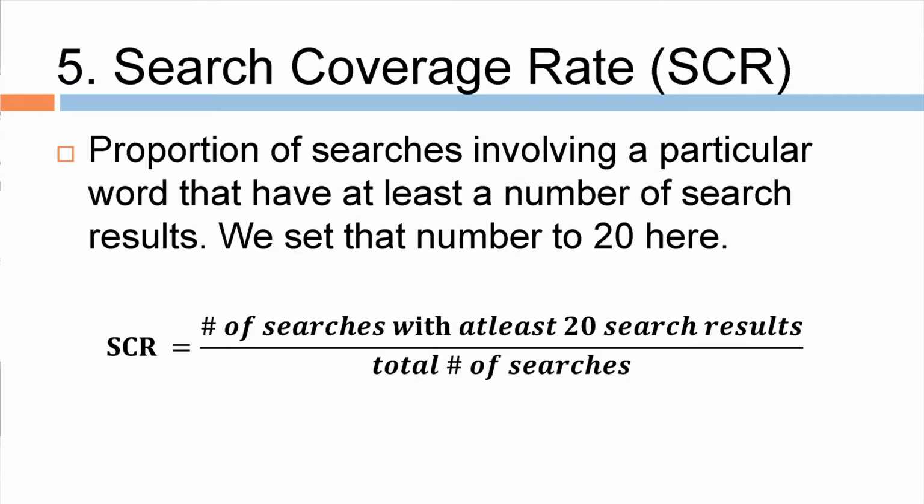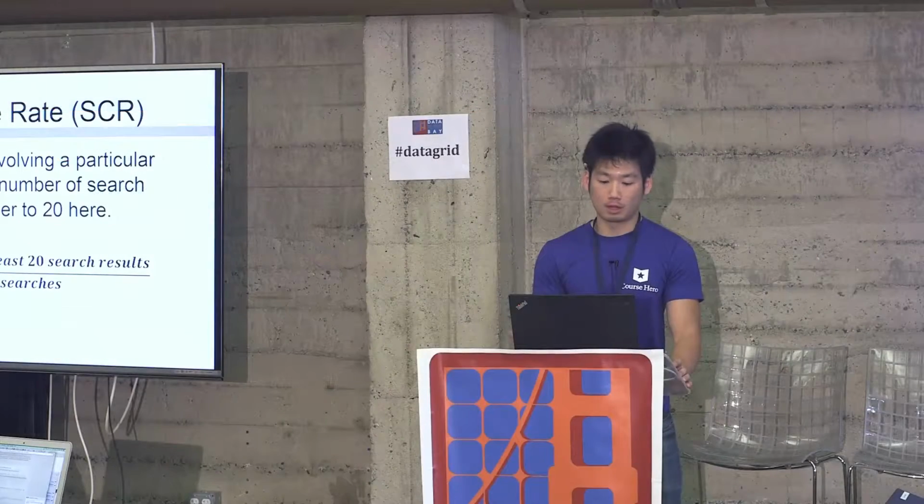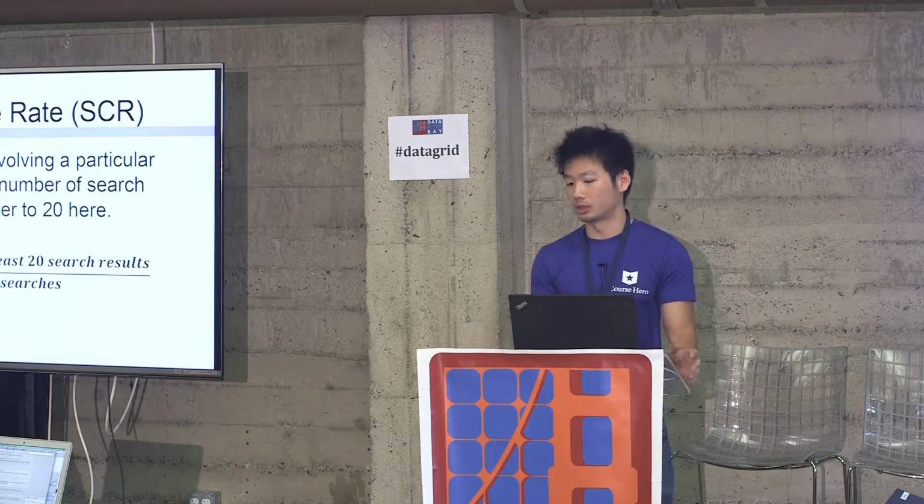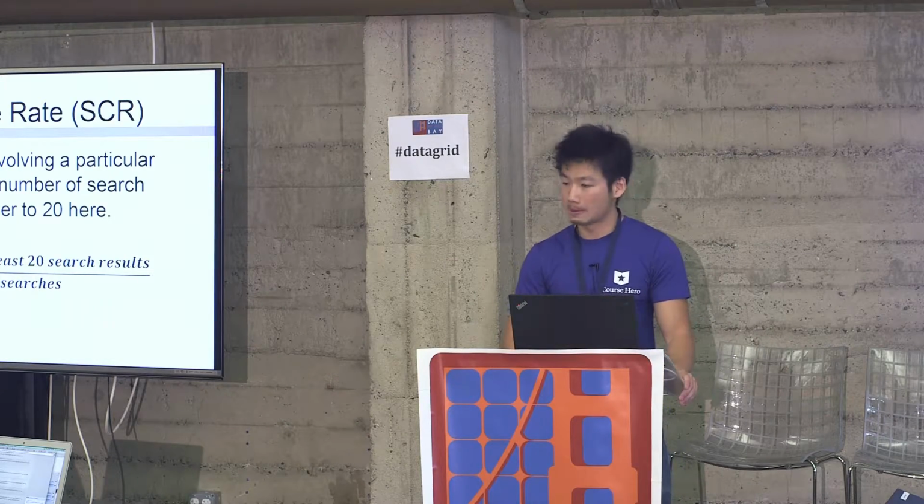The fifth one is the search coverage rate, and this is a supply type of metric. From here, we're basically measuring, for every search that users enter into our bar, how likely we are able to give them a certain set of results. And over here, we're setting 20.